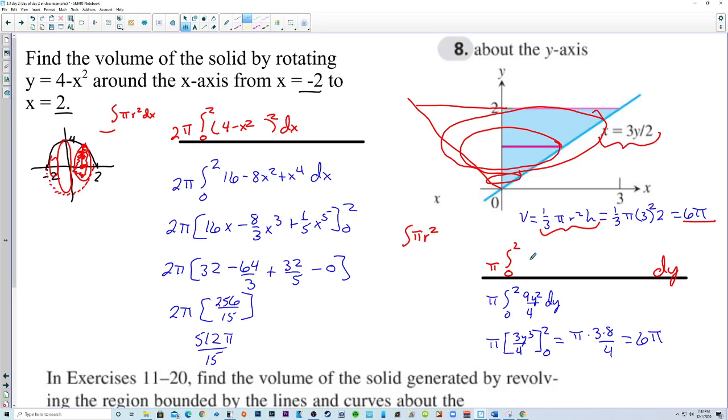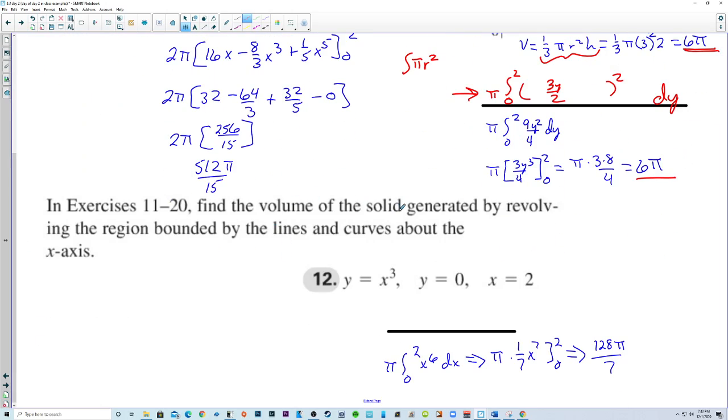integrate from 0 to 2, and now the radius is from the x-axis to the line, which means we need it to say x equals. So that's going to be 3y over 2 squared, and of course, that's going to be 9y squared over 4. We do the integration, plug in the values, and notice we get the exact same answer, except for this, we used calculus to solve that.